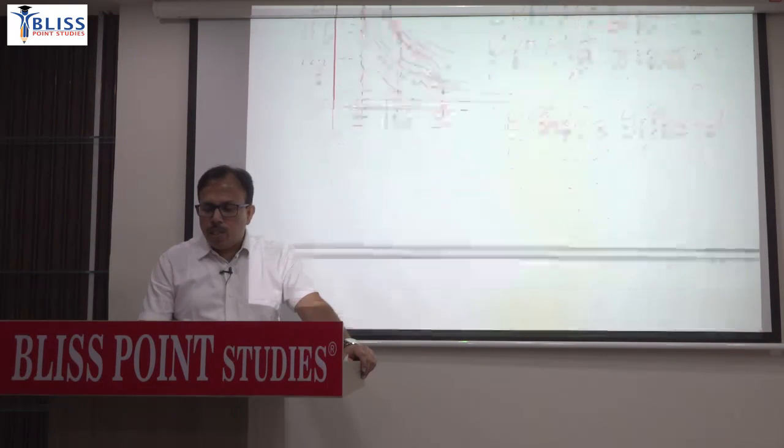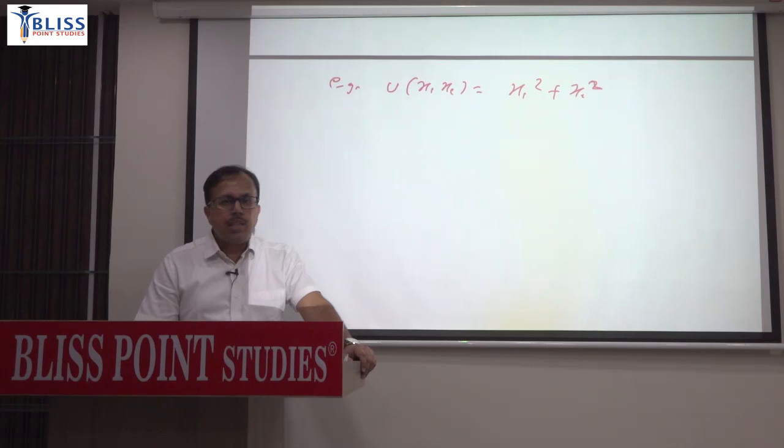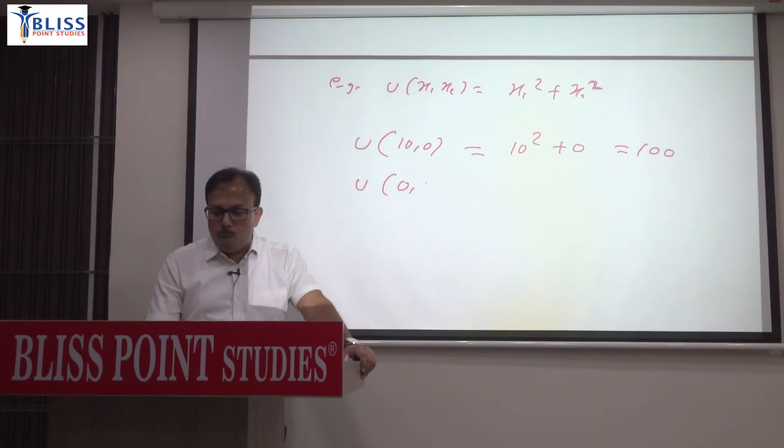मतलब कोई भी फंक्शन हो सकता है. जैसे फॉर एग्जाम्पल सपोज इफ आई राइट यूटिलिटी फ्रॉम x1 x2 इज इक्वल टू x1 स्क्वायर प्लस x2 स्क्वायर. अगर ये फंक्शन लिखा है, इज इट कॉन्वेक्स? कॉन्वेक्स होने के लिए एवरेज प्रेफर्ड और एक्सट्रीम है. So I take an example, utility from 10,0. 10,0 की यूटिलिटी क्या हो जाएगी? 10 स्क्वायर प्लस 0, that will be 100. Utility from 0,10, that will be 0 plus 10 square.